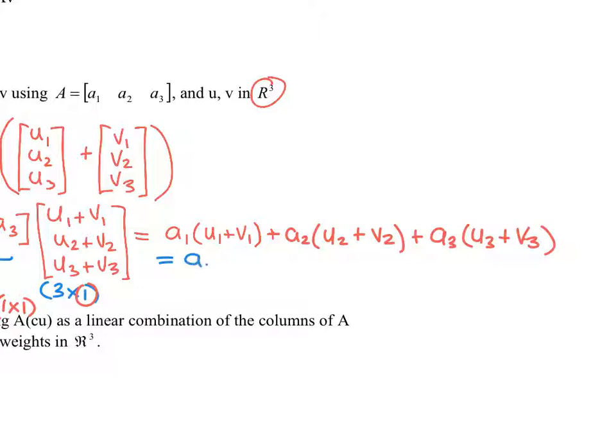Distributive property: A1 U1 plus A1 V1 plus A2 U2 plus A2 V2 plus A3 U3 plus A3 V3.